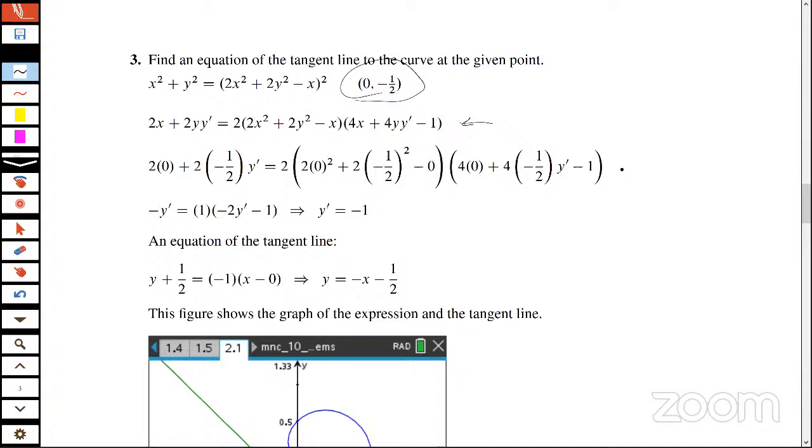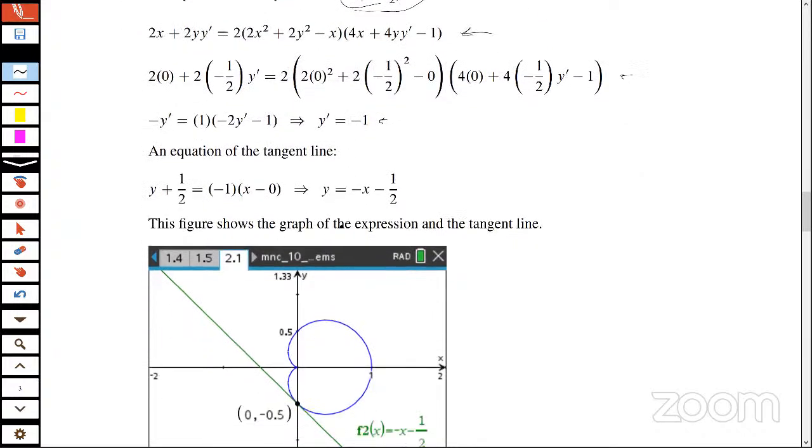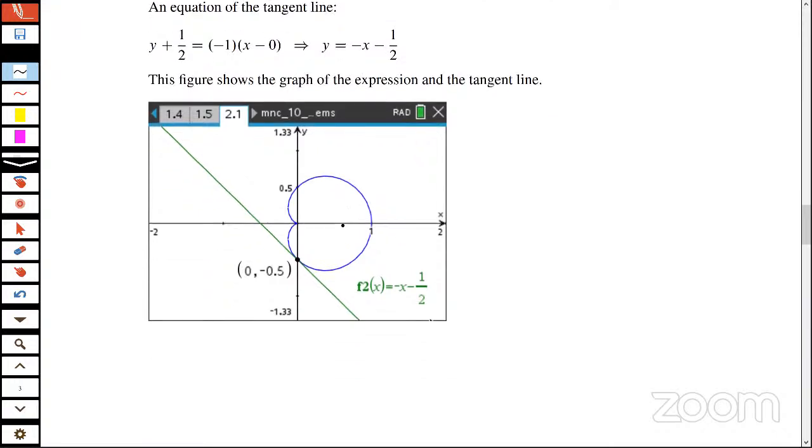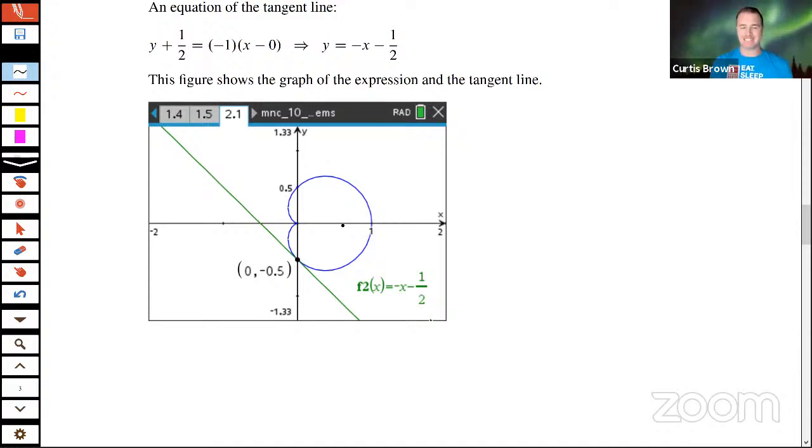So I did that, and I think this expression becomes much simpler because I've got an x equals 0 in there and a y equals minus 1/2. And it was much easier for me to find the derivative, y prime is equal to minus 1. So there's an equation of the tangent line, and you might recognize this curve. Curtis, do you remember what that's called? Nope.